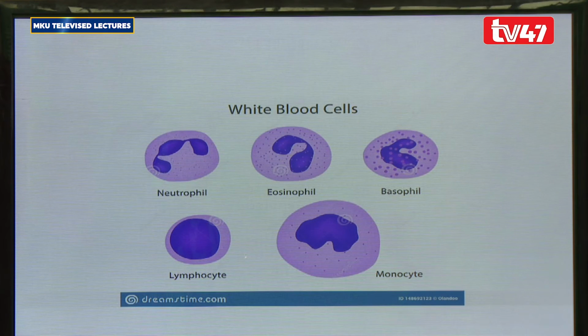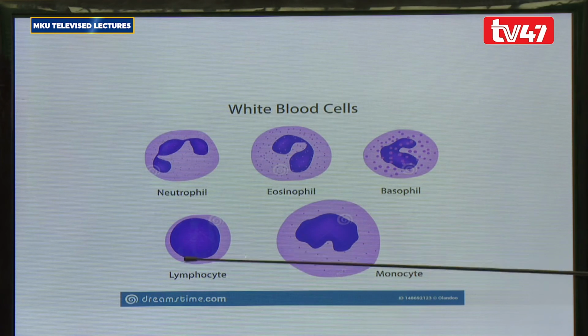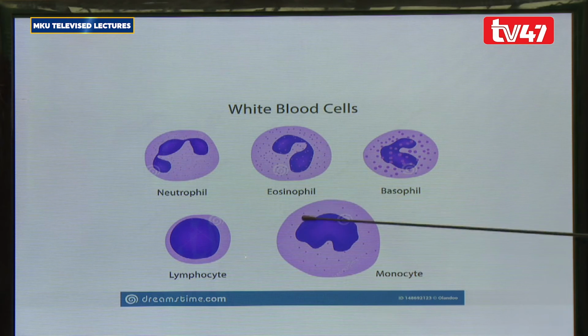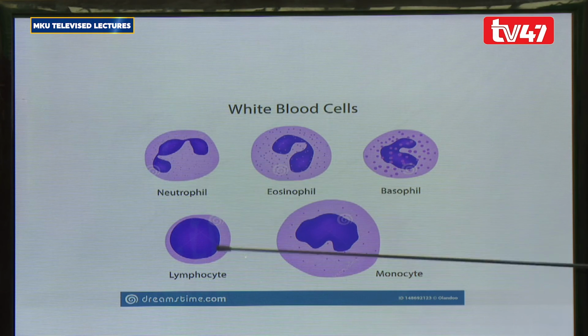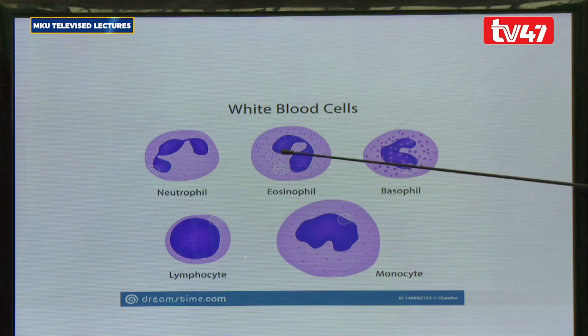So to differentiate our white blood cells, this is what the lymphocyte looks like: no granules in the cytoplasm, a large spherical nucleus. This is the monocyte, which has a bean-shaped nucleus. That is the neutrophil with 3 or more lobes in the nucleus. This one has 3. This is the eosinophil with 2 lobes in the nucleus. And this is the basophil with a bean-shaped nucleus.